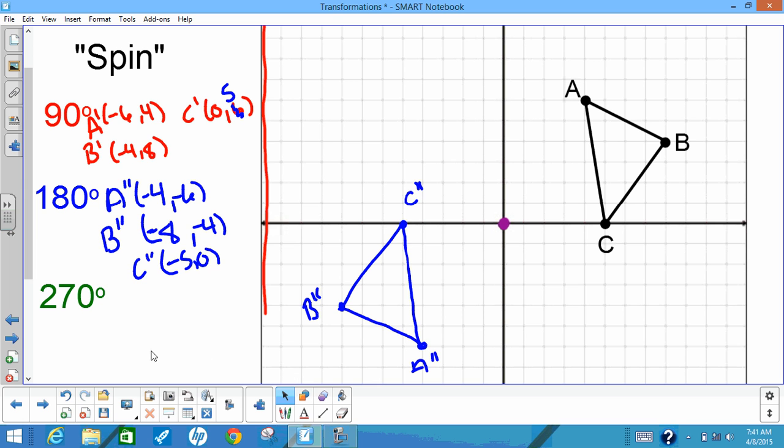So I want you to try on your own 270. I'll give you a hint. You just turn your paper 3 times. So the left side I have here, drawn in red, ends up being the top of your page. So copy the coordinates, graph the triangle, and we can check that in class.